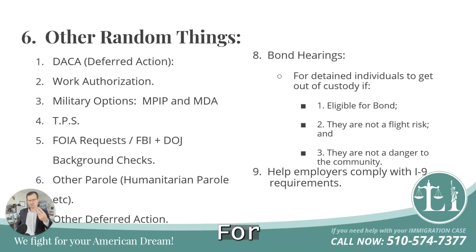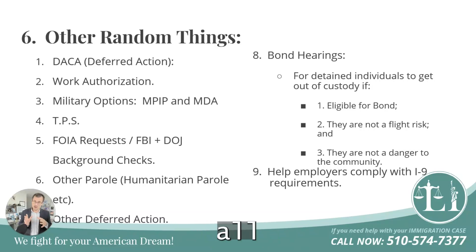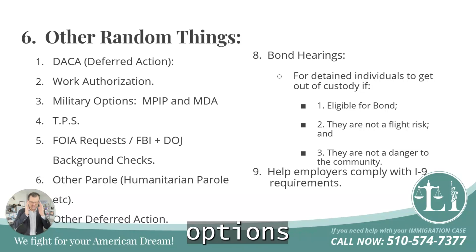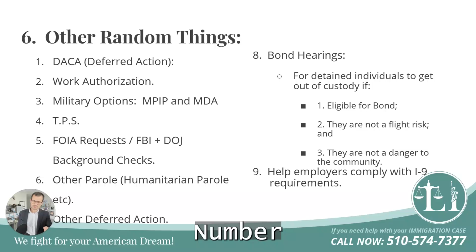All right? FOIA requests. So FOIA requests are not an actual immigration option. They are a tool that lawyers can use to determine what options might be available for you. Right? Basically, we do all your background checks, and we figure out what options there might be. Number 6 here is other parole, maybe humanitarian parole, right? Number 7 is other types of deferred action. All right, number 8 are bond hearings.